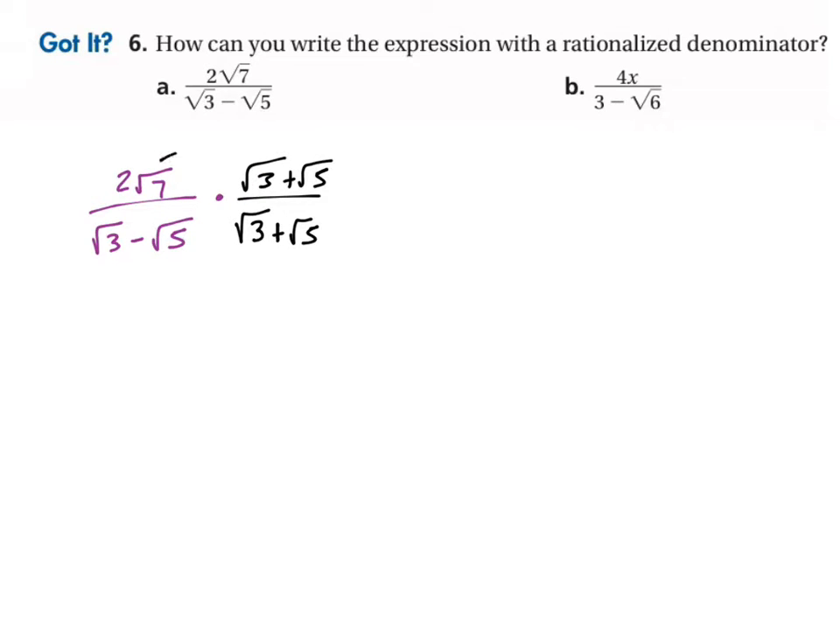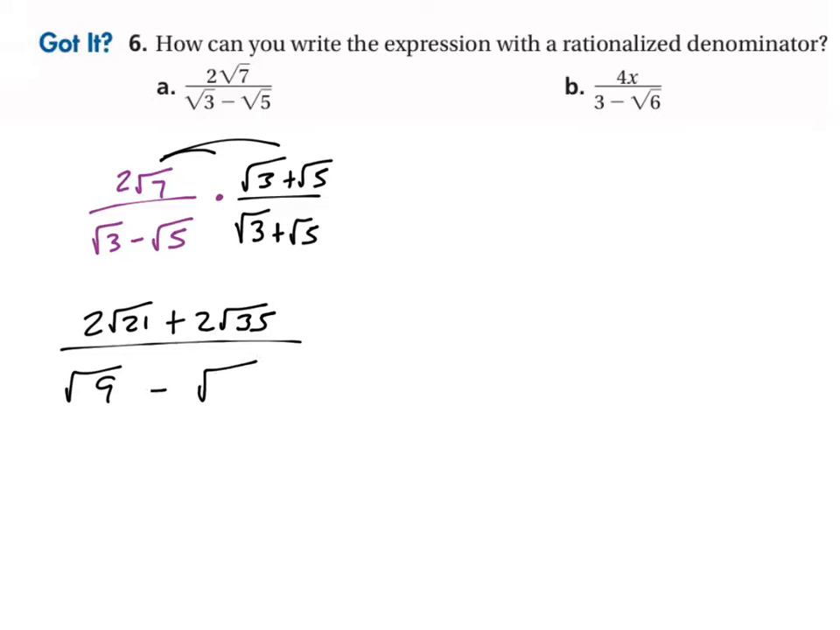So in this case, we're going to distribute this like we did before. I'll write it down here. So we've got 2 square root of 21 plus 2 square root of 35. And then on the bottom, I know because it's the conjugate, the middle is going to cancel. So I've got square root of 9 minus the square root of 25. In this case, I know this is 3. This is 5.